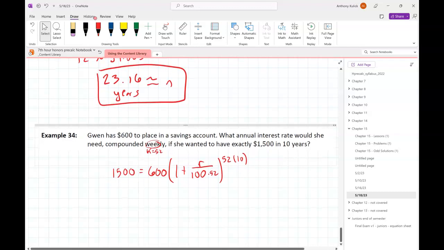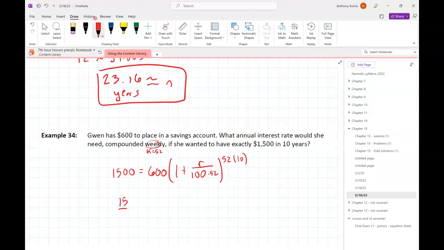Okay. Solving for R, what's my first step? Divide by 600. I'm going to reduce that a little bit. Yes, I know 15 and 6 can reduce, but I don't care. I just wanted to do the part that I can't screw up in my head. If you wanted to reduce more, you could, or not at all. That's fine. It's all going to go in the calculator eventually anyways.